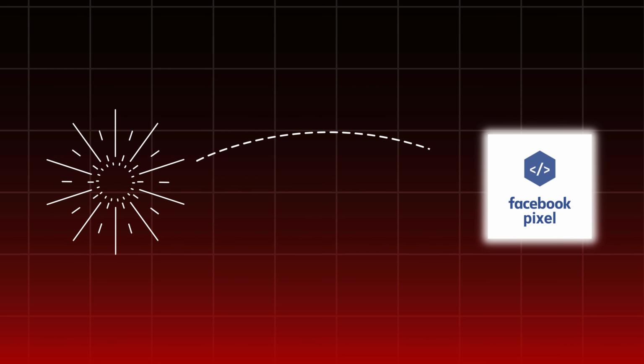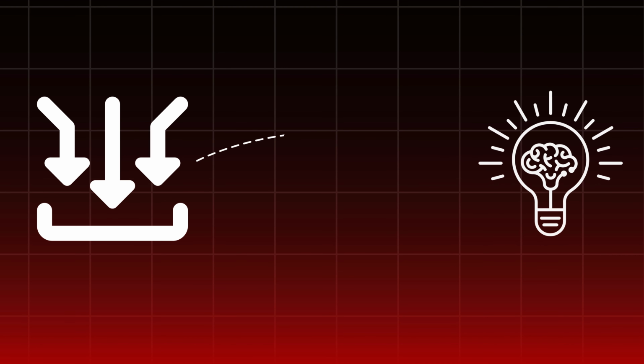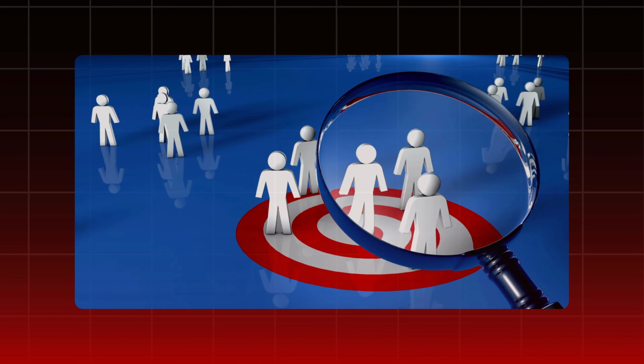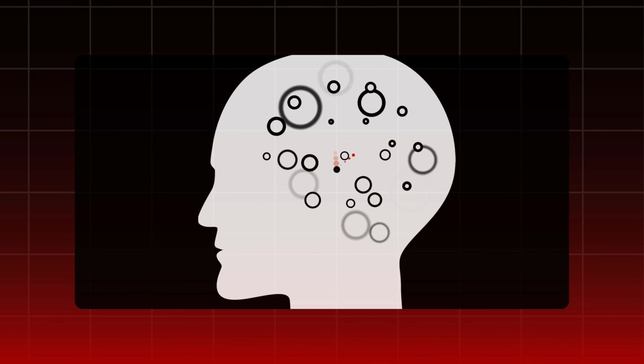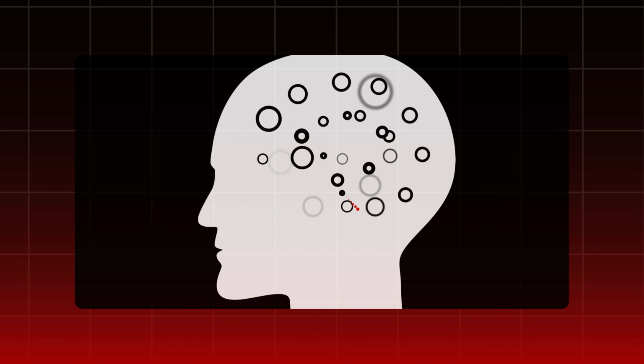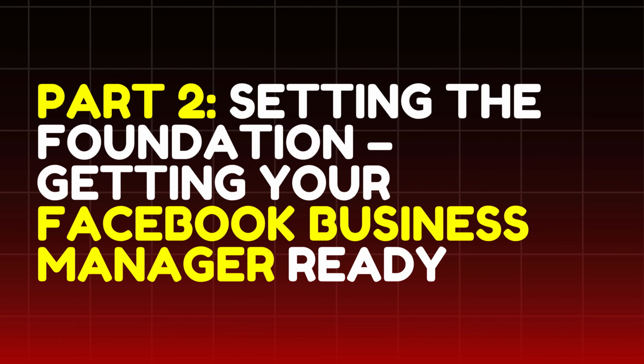But the power of the Pixel doesn't stop there. The more data you feed it, the smarter it becomes. Over time, your Pixel can optimize to target people who are most likely to buy from you. It's like giving your Facebook ads a sixth sense. Part 2. Setting the foundation. Getting your Facebook Business Manager ready.